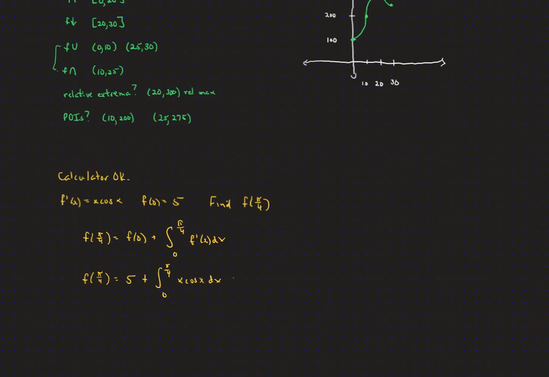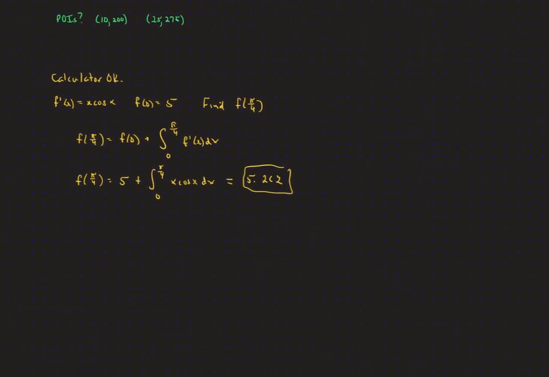So in our calculator, go 5 plus, and then our fn integrate, and we'll go from 0 to pi over 4 of x cosine of x. And if you do that, I believe you should get 5.262. Okay, so there's a calculator active problem using this same idea.